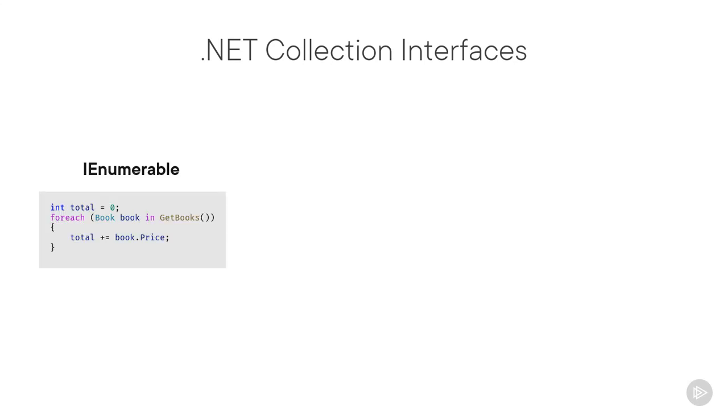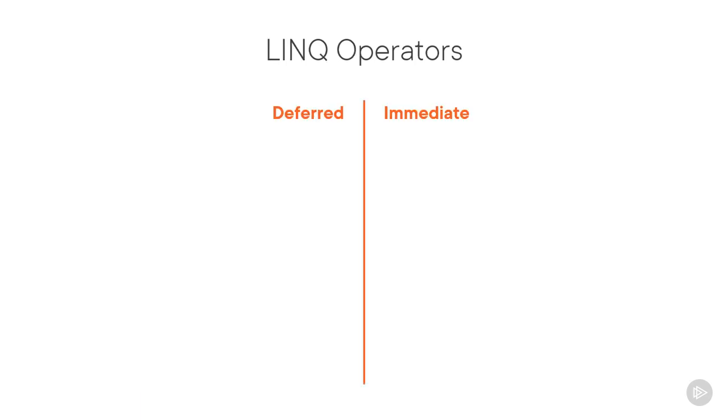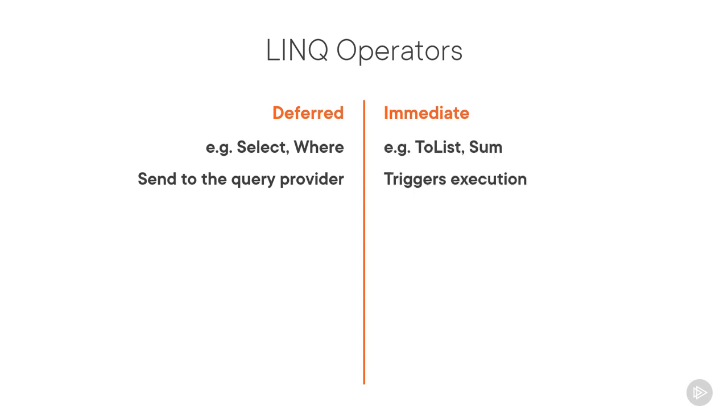IEnumerable was the first. It was intended to support iteration over collections using the foreach keyword. Then came IQueryable. It was introduced, along with LINQ, to support external data sources, such as databases. IQueryable collects a set of deferred operations, like select and where, so that they can be sent to the query provider and turned into an external query language. That query is executed when an immediate execution operator is called, such as ToList or Sum.